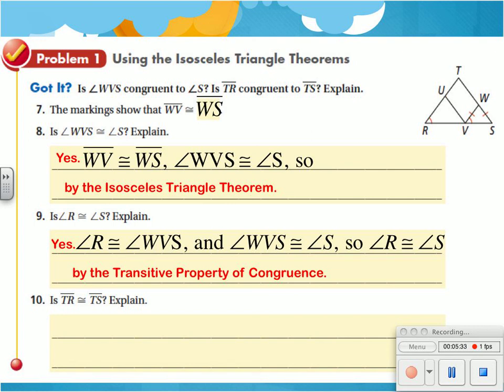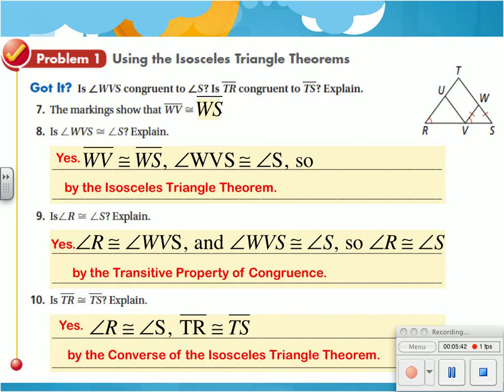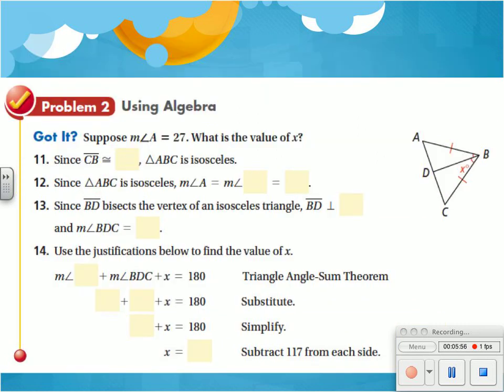And now last but not least, we want to see if segment TR is congruent to segment TS. Well, that was a question up there, and I stated it like it was true. Yes, because if angle R is congruent to angle S, then segment TR is congruent to segment TS by the converse of the isosceles triangle theorem. If two angles of a triangle are congruent, then the sides opposite those angles are congruent also.